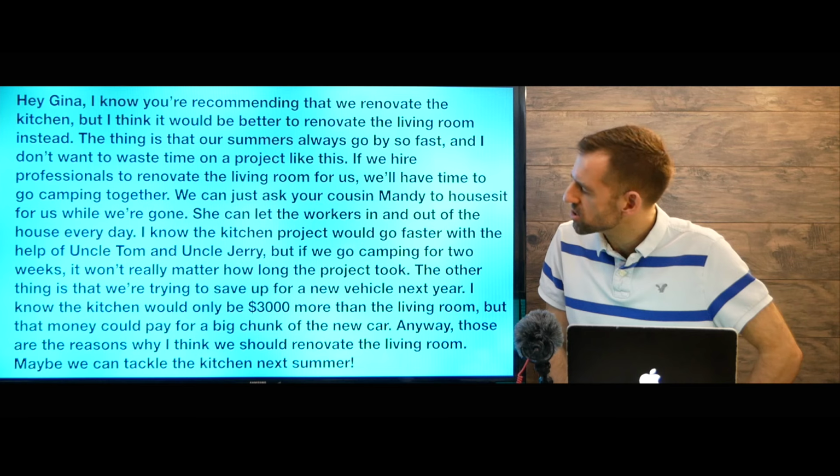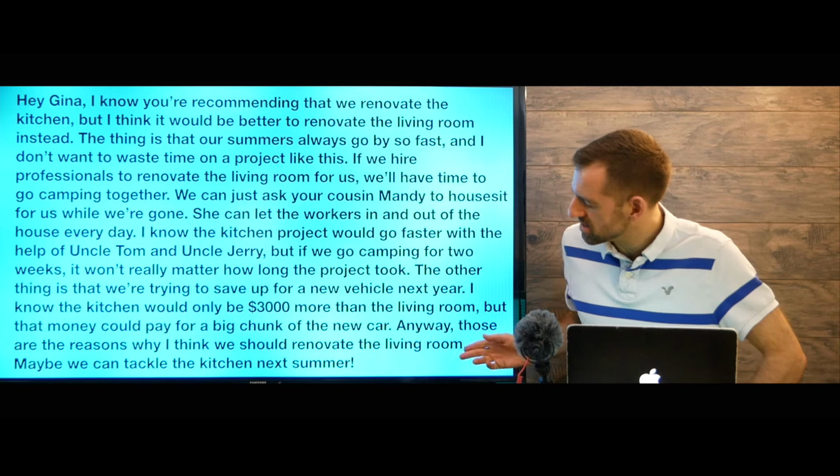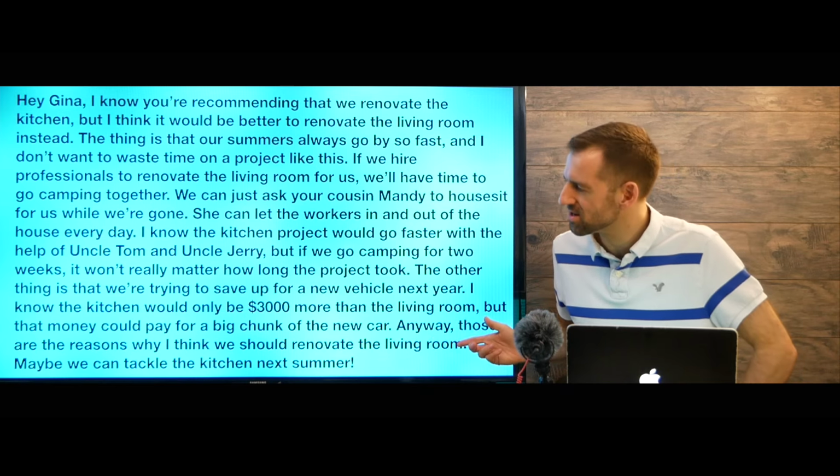I know the kitchen project would go faster with the help of Uncle Tom and Uncle Jerry, but if we go camping for 2 weeks, it won't really matter how long the project took. The other thing is that we're trying to save up for a new vehicle next year. I know the kitchen would only be $3,000 more than the living room, but that money could pay for a big chunk of the new car. Anyway, those are the reasons why I think we should renovate the living room instead of the kitchen. Or I didn't say that, but you could say that. You could add that piece on the end.